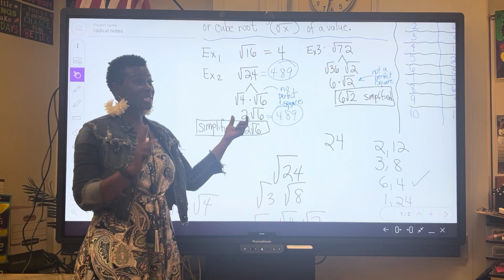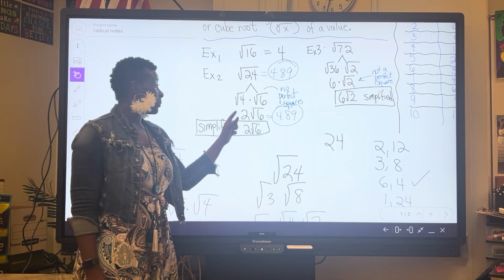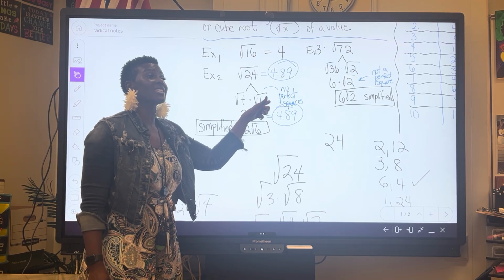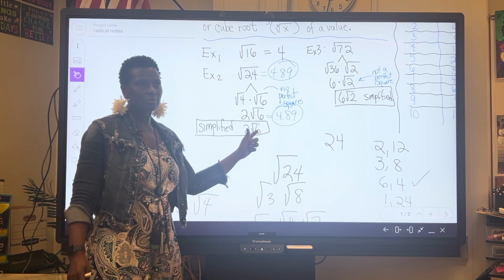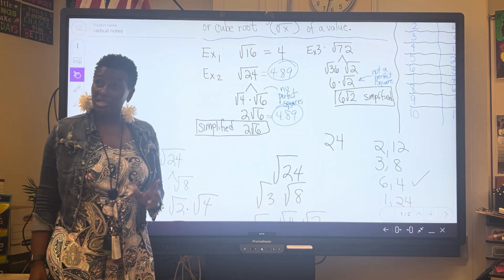I hope you follow it because I'm only doing it once. I'm not doing it again. This is it. It becomes a whole number. And then if you have no more perfect squares inside that other radical, you just bring it down. Are you guys following me? And that's how we simplify. That's how we simplify radicals.